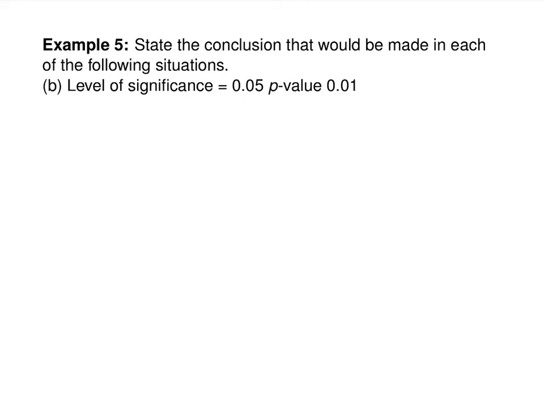If your level of significance is 0.05 and your p-value is 0.01, is your p-value smaller than your alpha, which is 0.05? The answer is yes. You can reject H0 and you can accept HA.